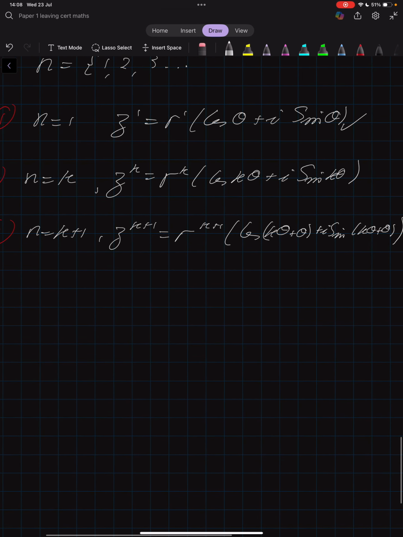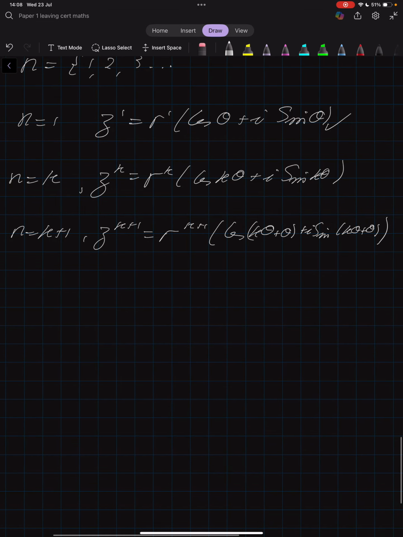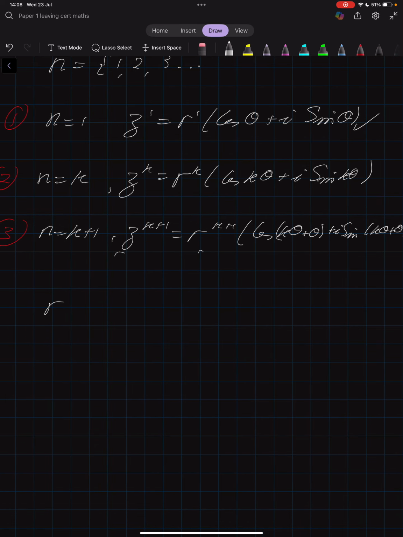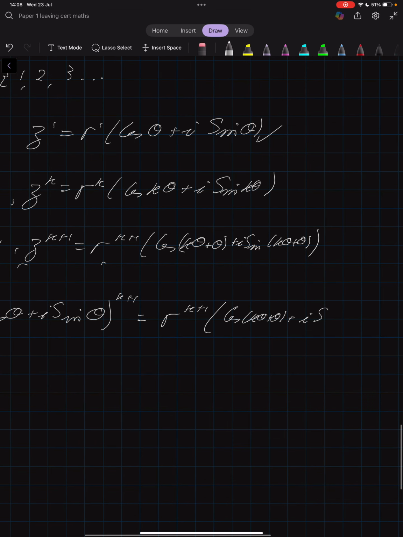I'm just going to massage the left-hand side. Okay? So what I need to do is show that this thing is this thing. What does that mean? That means I need to show that (r(cos theta + i sin theta))^(k+1) is equal to r^(k+1) times (cos (k+1)theta + i sin (k+1)theta).